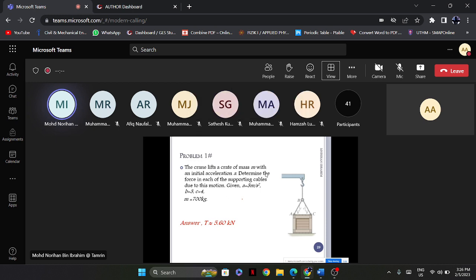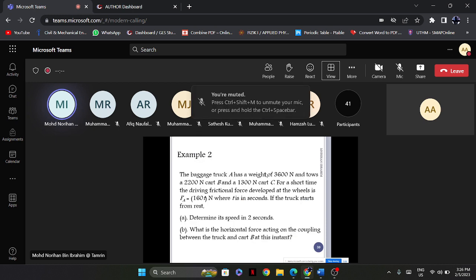So besides this problem 1, we also have example 2. We'll continue next week, inshallah, with the solution of this example 2 before we continue with the next topic of work and energy.